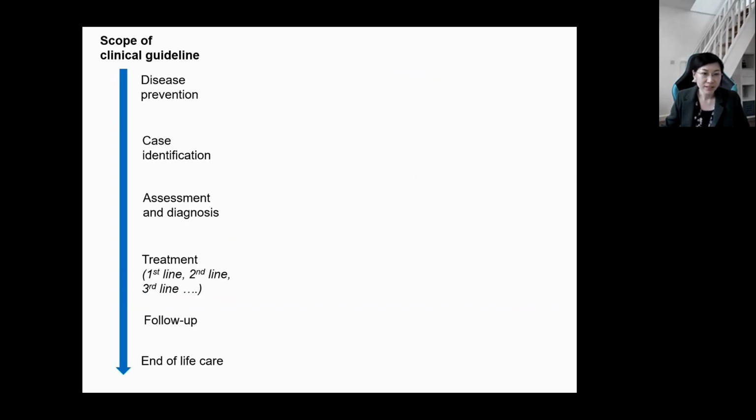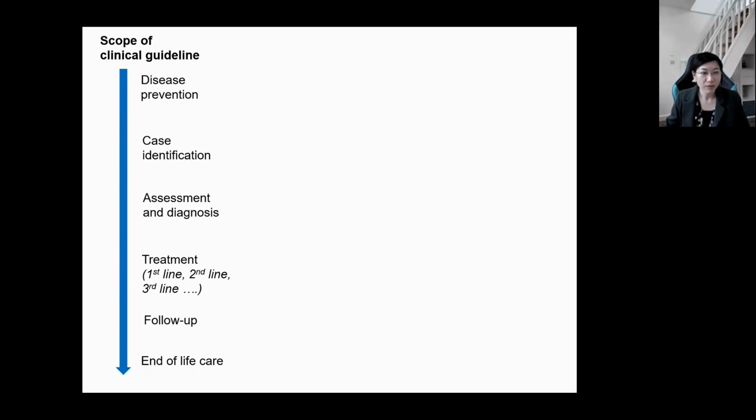The scope of a NICE clinical guideline is usually very broad and covers the entire care pathway, from disease prevention, case identification, assessment and diagnosis, treatment, including first line and subsequent lines, follow-up, and eventually end-of-life care.